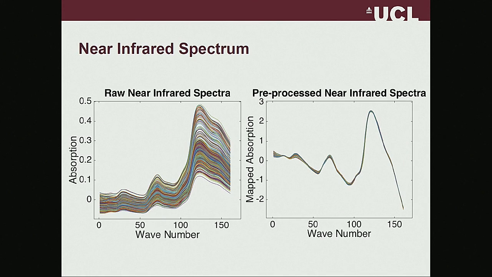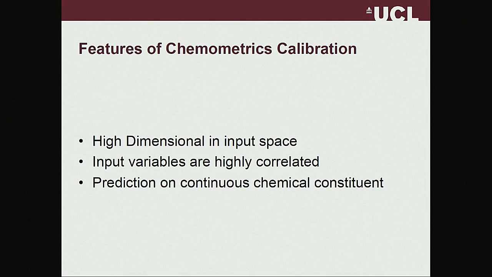But the image here is slightly different. It's not visible picture, but invisible near-infrared spectrum taken from food material. And you can see it's continuous variable, and after proper denoising and normalization, we feed that into a regression algorithm. And the very classical feature of this kind of calibration method is you can see it's high dimensional in input space, and the input variables are highly correlated because spectrum change very slowly, and we try to predict on some continuous constituents, which means we are looking at a regression problem.